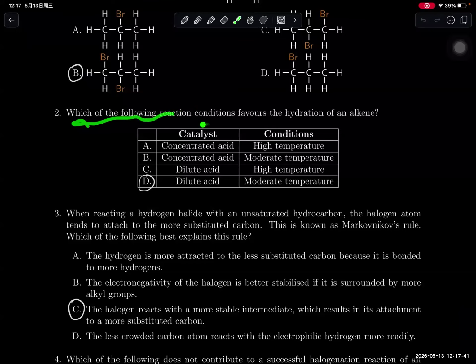Which of the following reaction conditions favors the hydration of alkenes? Right? We would want a dilute acid, dilute sulfuric acid, and we want a moderate temperature. You could also choose high temperature, but we don't want the temperature to be so large because the hydration of alkene is exothermic, right?